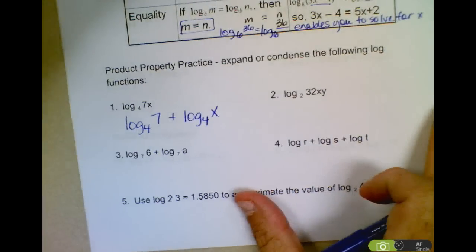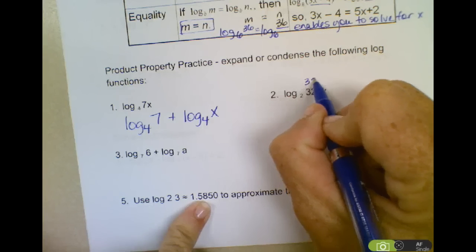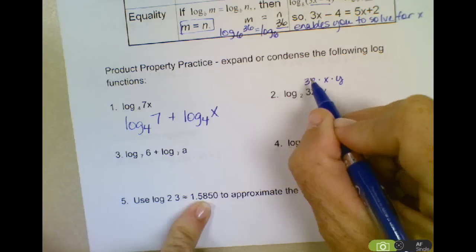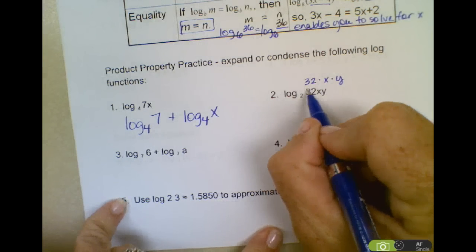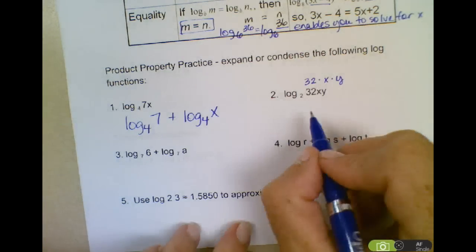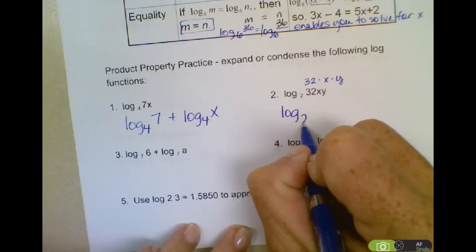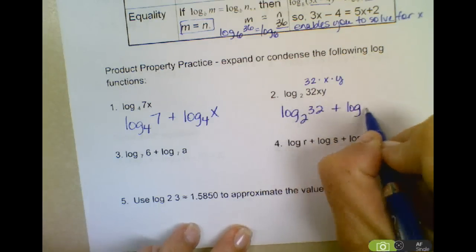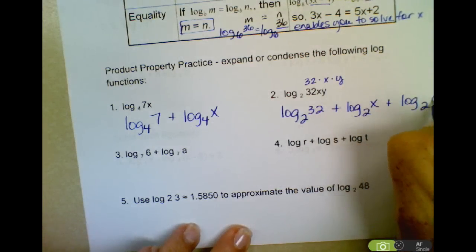Log_2(32xy). Well, now I've got a couple things going on. I have 32 times x times y. You can make this pretty small. Okay? But I actually know a value for log_2(32), but just for ease of rewriting this, I'm going to leave it alone for now. So that's log_2(32) plus log_2(x) plus log_2(y).